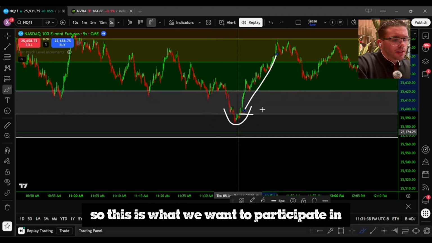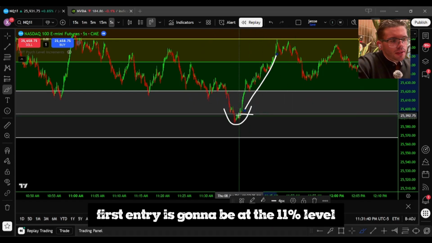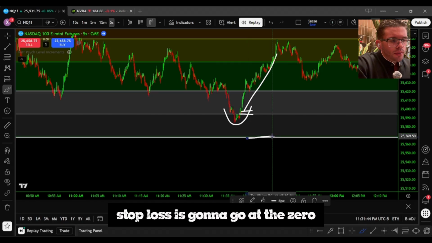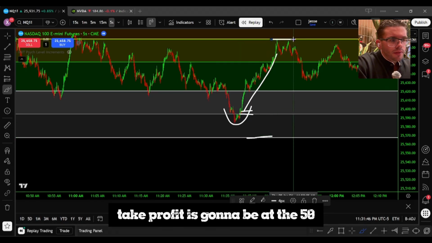So this is what we want to participate in. First entry is going to be at the 11% level. Stop loss is going to go at the 0. Take profit is going to be at the 50.